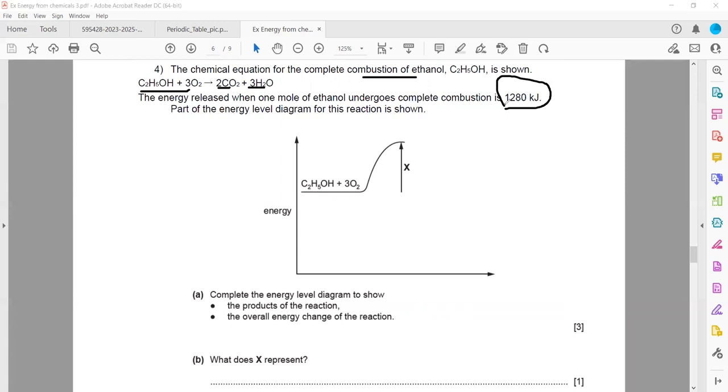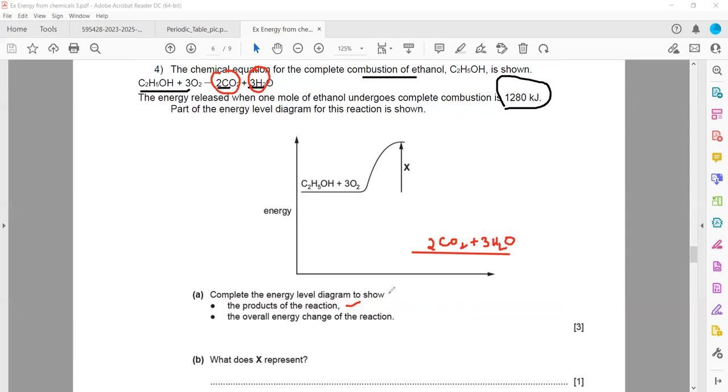Part of a diagram, the energy level diagram for this reaction, is shown. Complete the energy level diagram with the product of the reaction. Because it is an exothermic reaction, the product should be down and the reactant will be high. And what are the products? 2 molecules of carbon dioxide and 3 molecules of water. So we have the product.